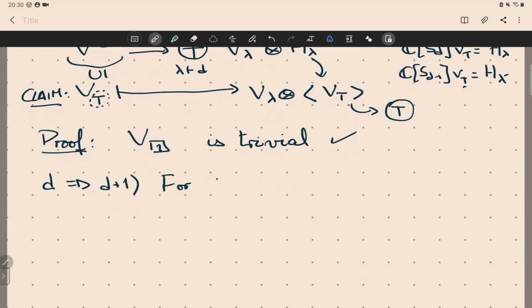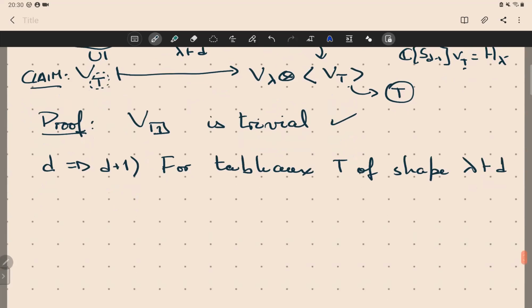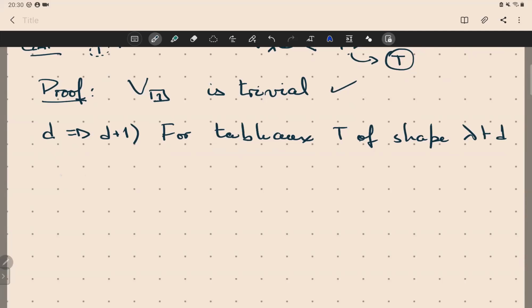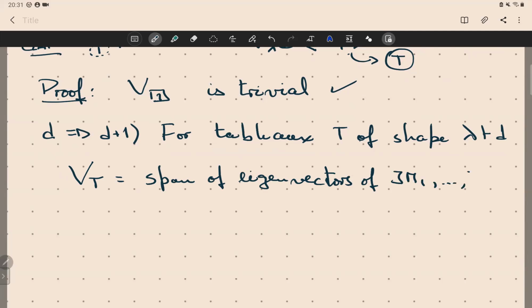So what I am assuming is that, for a tableau T of shape lambda, a partition of something, anything up to D, could be less than D, the big space Vt is the span of eigenvectors of Jucys-Murphy 1 all the way to Jucys-Murphy D, such that Jucys-Murphy I times V is the ith entry of the content of the tableau T times V. So it's a weight space for the Jucys-Murphy elements up to D.